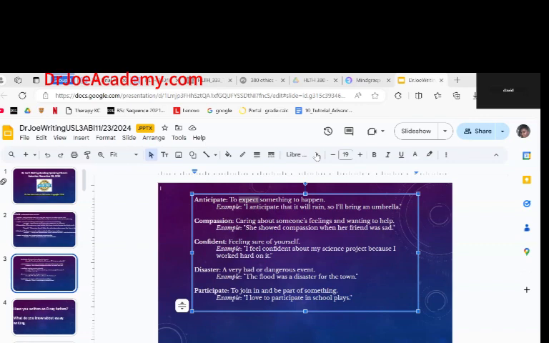Wait, what do we put? Rate from a scale of 1 to 10, the level of easiness these vocab words are. Have you heard of these words before? Have you used them in your writing? Have you used them in your conversations?